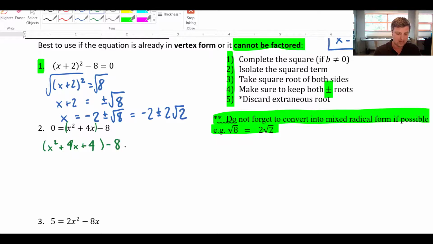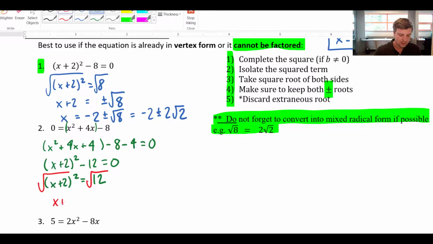I have my minus 8 on the outside. I'm going to subtract 4 to make up for the fact that I added 4, and that whole thing is equal to 0. I can then set this as x plus 2 squared minus 12 equals 0. Move the 12 to the other side. x plus 2 squared equals 12. Take the square root of everything, and I get x plus 2 is equal to plus or minus the square root of 12. Last but not least, I need to move that 2 to the other side of the equation, and so I get x is equal to negative 2 plus or minus the square root of 12.